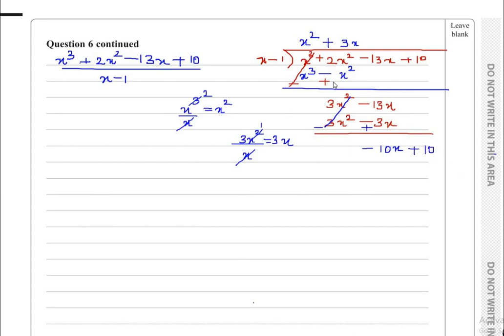Similarly, as we did for the first two equations, we are going to take the first term, that is negative 10x, and divide it by the first term of this divisor, x. That gives us negative 10, because the x term and x term cancel. So we have our quotient as negative 10. Now the same thing, we are going to multiply the x with negative 10, that gives us negative 10x, and we are going to multiply the negative 1 with negative 10, giving us plus 10.